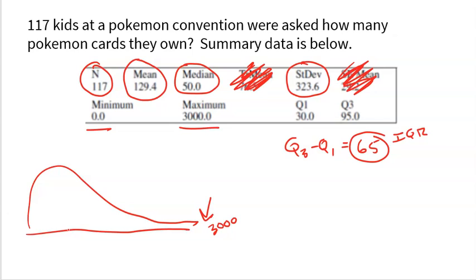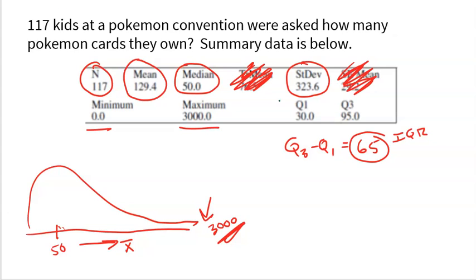Remember, the median is down here at 50, right? 50% of kids have less than 50 Pokemon cards. 50% of kids have more than 50 Pokemon cards. But when you add in this one extreme kid that had 3,000 Pokemon cards, that's going to make the mean go towards it. So no wonder the mean is so much higher than the median. Even though I didn't have a graph of my data, I could get a feel for what that data looks like based solely on this.